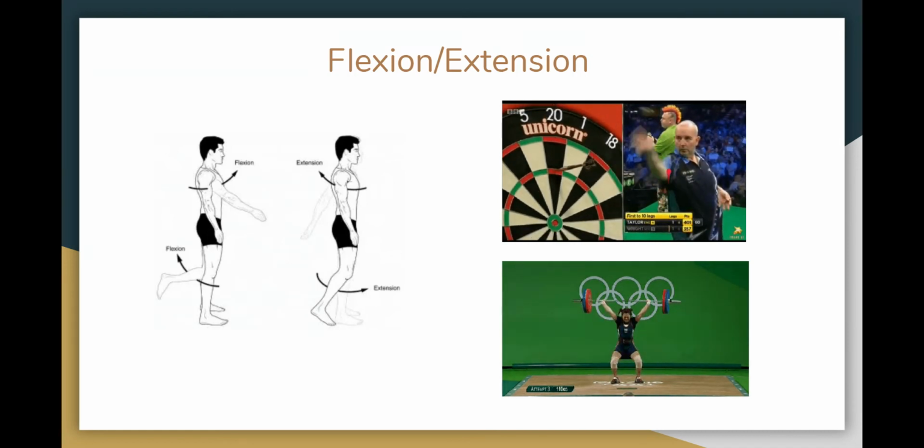The muscle relaxing as this action takes place, so as he releases that dart and straightens his arm, the bicep is relaxing, and that is known as the antagonist muscle.